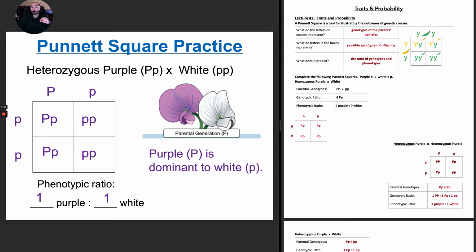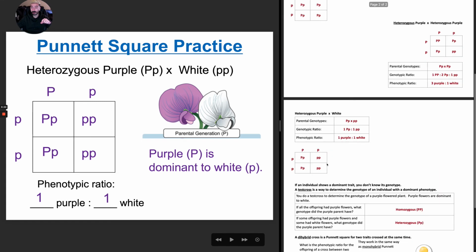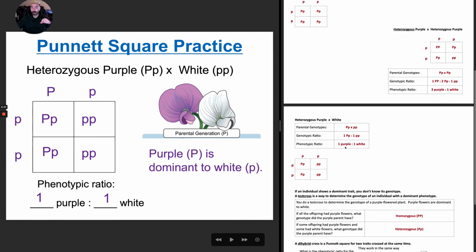Now there's also the chance that we cross a heterozygous purple parent with a homozygous white parent. So heterozygous with homozygous recessive. And we'd set up that cross like this. It'd be big P little p by little p little p. So big P, little p. And when you carry that out, the big P would go to these, the little p would go to these, and then this parent would contribute a little p to every box.